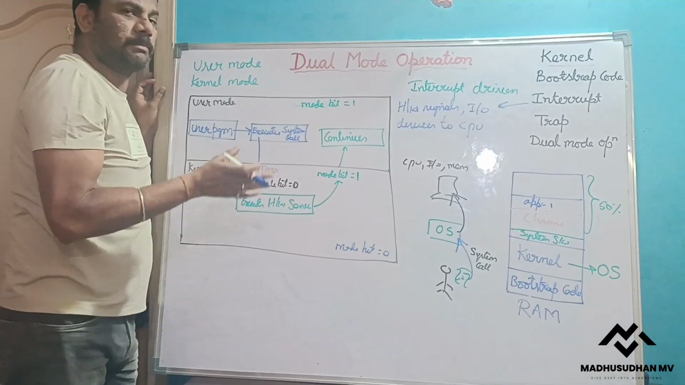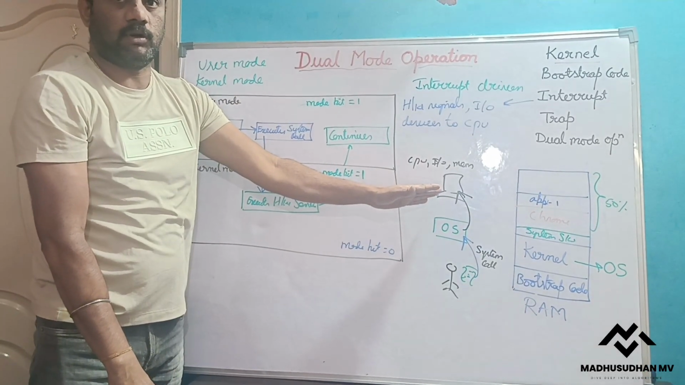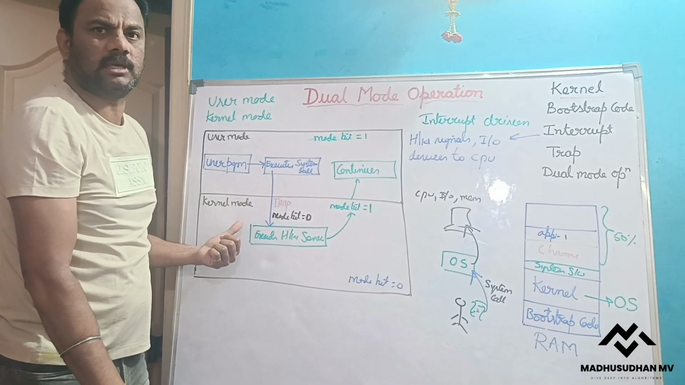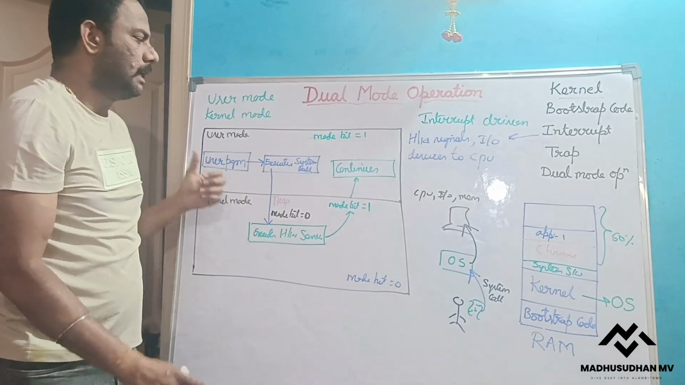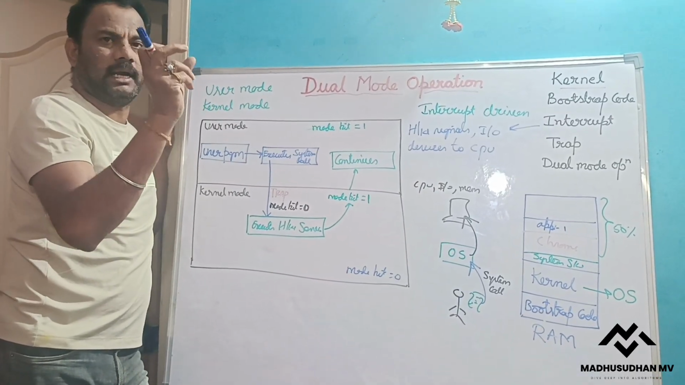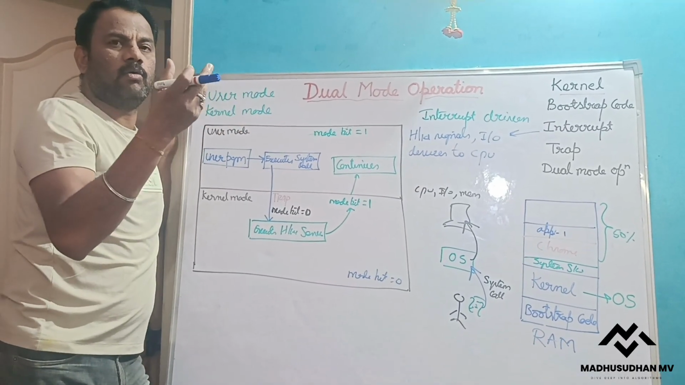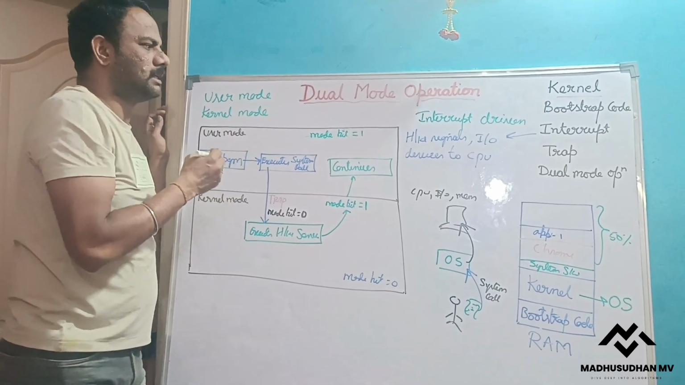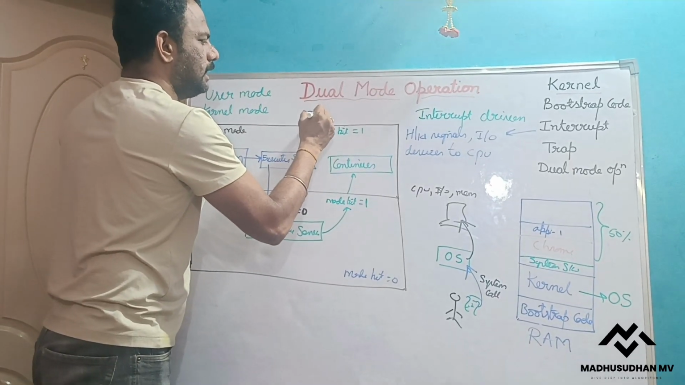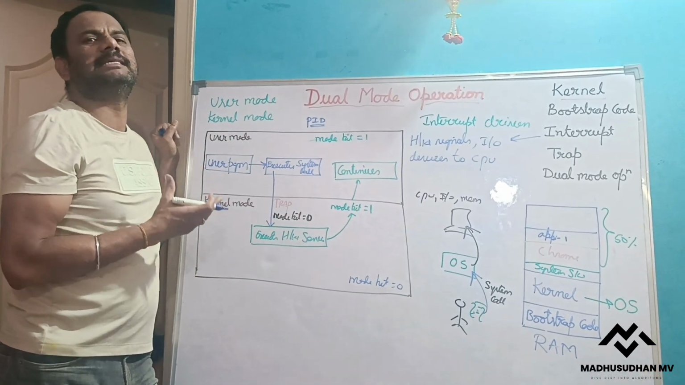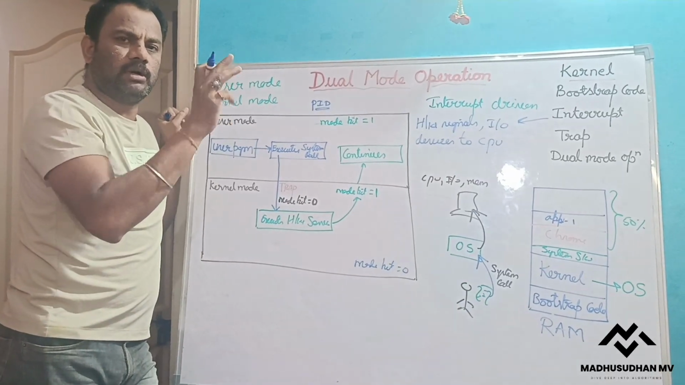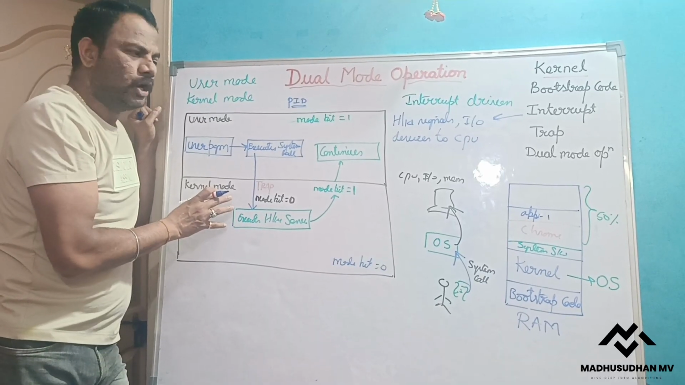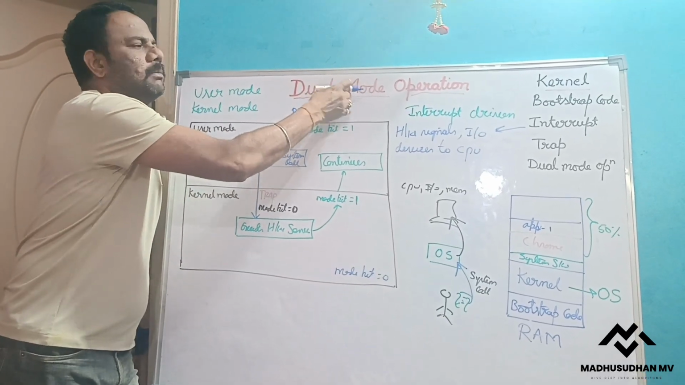Now in this way, if any user program harms the IO devices or any hardware, we can easily come to know which user program was running, because every process has one ID. Just as every person has one name, or every student has one roll number, in the same way every process has one ID called the process ID. So through the process ID, we can easily find out. In order to distinguish whether the user program is running or the kernel program is running, we use this dual mode operation.